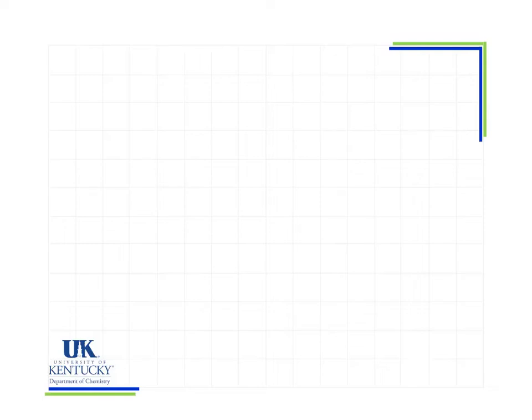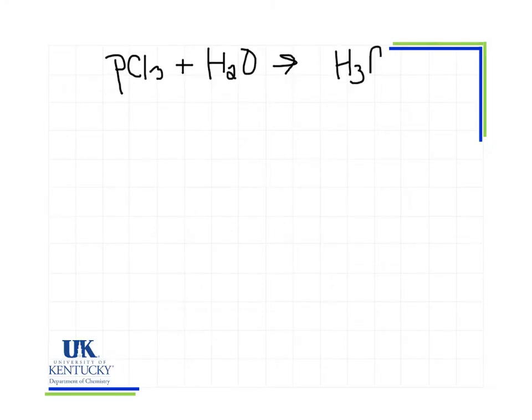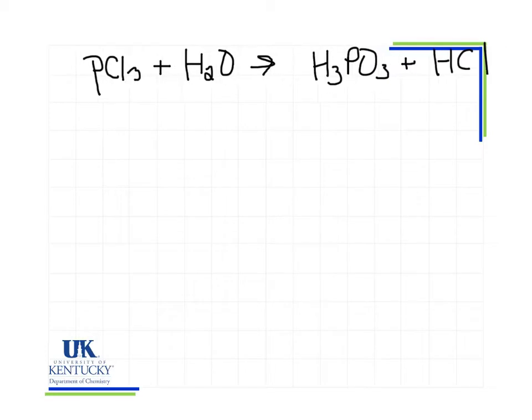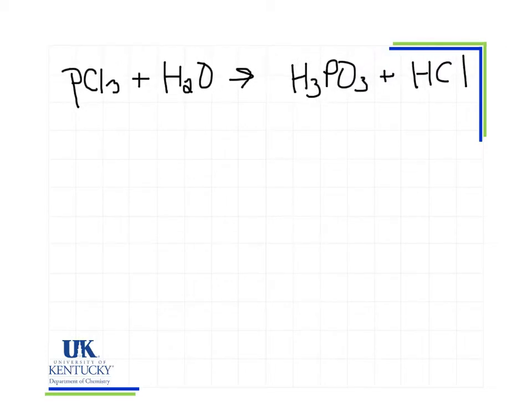I'm going to show you how to work through balancing a chemical equation. The first thing we want to do is write down our unbalanced reaction, and we have PCl3 plus H2O going to H3PO3 plus HCl. Let's move all this over a little bit so we can see it a little better.